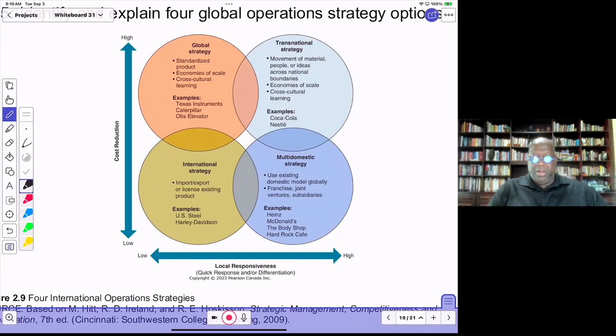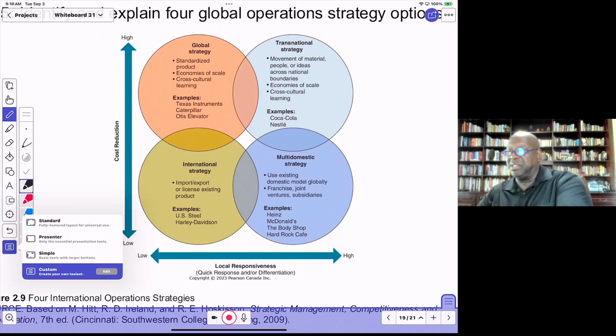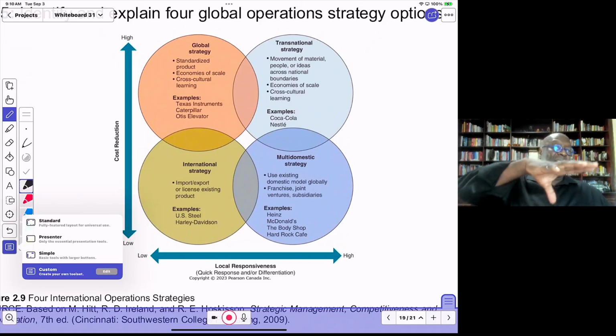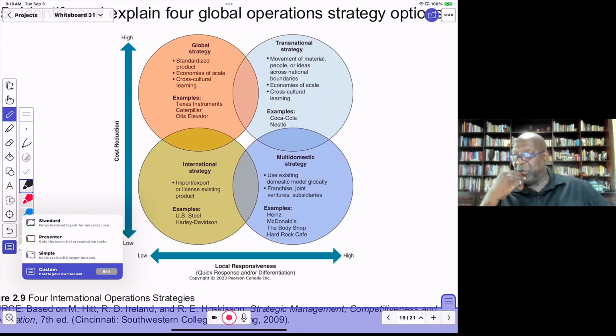And then the multi-domestic strategy is one where you are franchising. So you're using an existing domestic model, but then you are exporting it globally. So you're franchising, joint ventures, subsidiaries, and so on. I guess Heinz, McDonald's, Hard Rock Cafe, these are examples of multi-domestic. So it's a domestic product that is then franchised. Whereas in your transnational strategy, you may very well customize the product for the different markets that you're operating in. Okay?